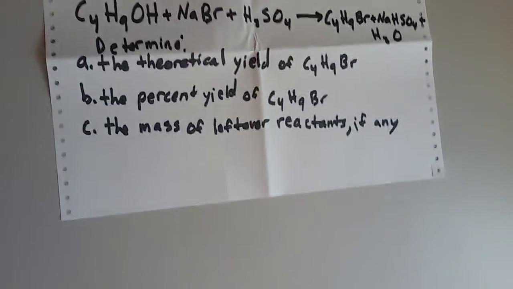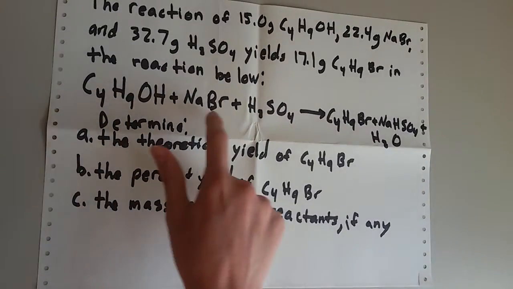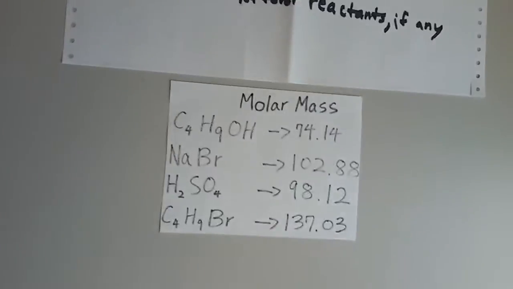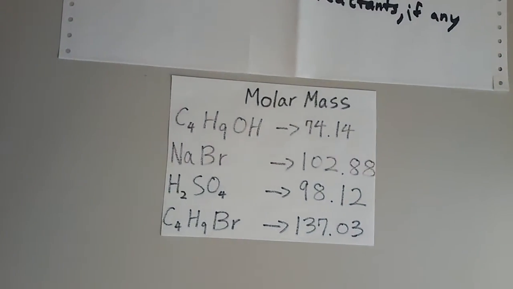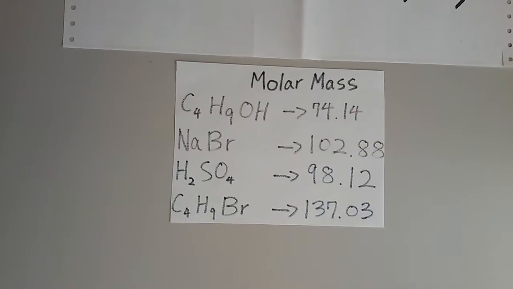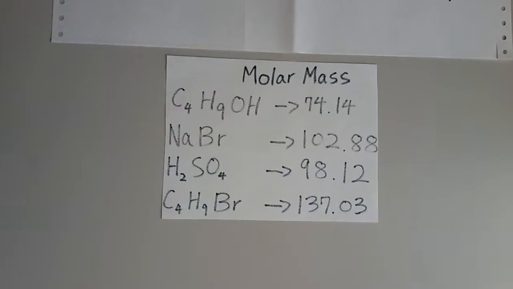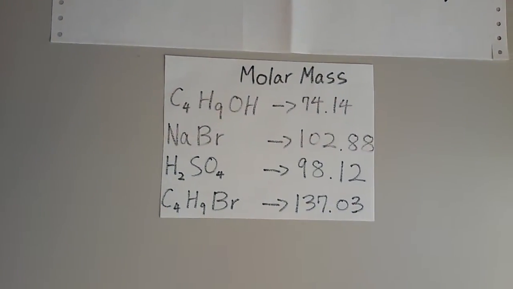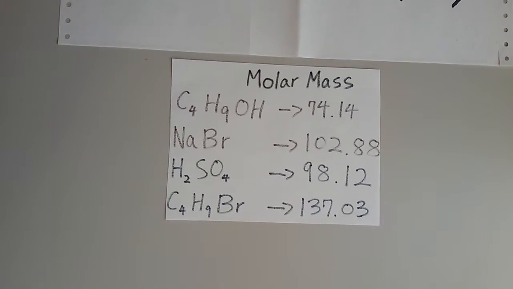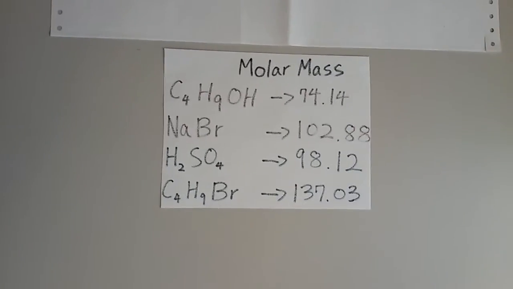So, the first thing we did was find the molar masses of that one, that one, that one, and that one. So here's our molar mass. C4H9OH molar mass is 74.414. NaBr molar mass is 102.88. And H2SO4's molar mass is 98.12. And C4H9Br's molar mass is 137.03.